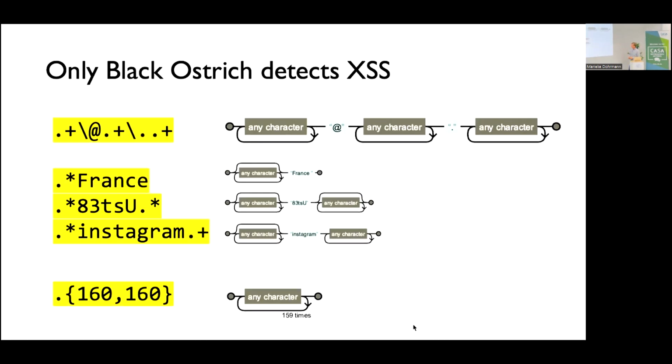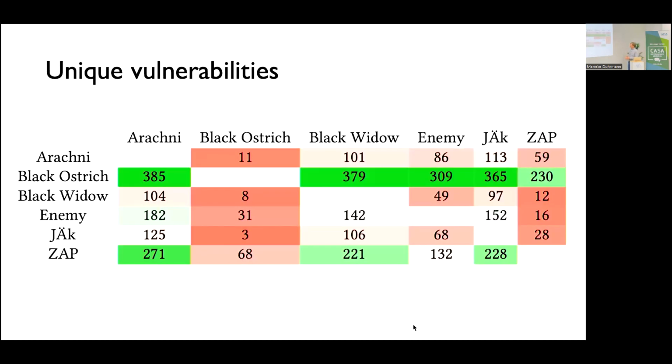Again, if you look at patterns that only Black Ostrich finds problems in, that would be an email expression, essentially anything followed by France. As a regular expression, it's super easy to solve. Again, for a state-of-the-art scanner, it's hard to understand the semantics of that. So this would be typical matches that only we can find when finding vulnerabilities. And in the head-to-head picture, the situation is similar.